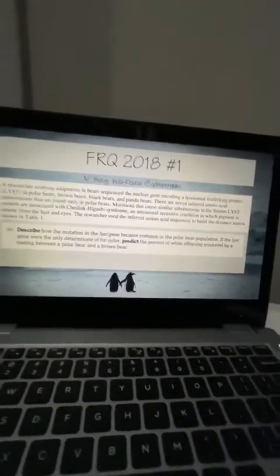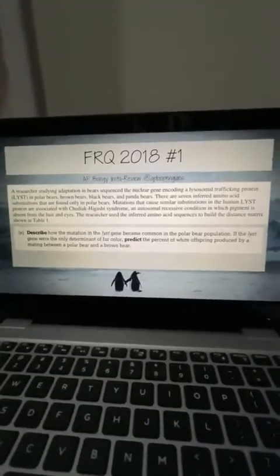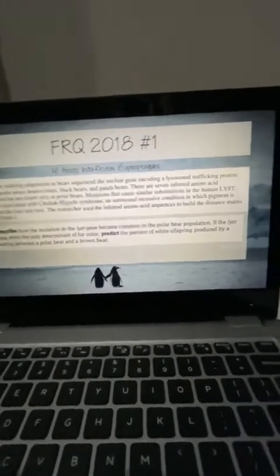Okay. And the last thing we have is describe how the mutation became common in the polar bear population. So why did it become popular? Well, number one, natural selection. Now it says to describe, so you can't just say natural selection. That's called word dropping, where you literally just name drop some phrase. You're like, yeah, this is natural selection, and you just drop it. Well, that doesn't tell me anything and you didn't describe anything. So you need to describe it, right?